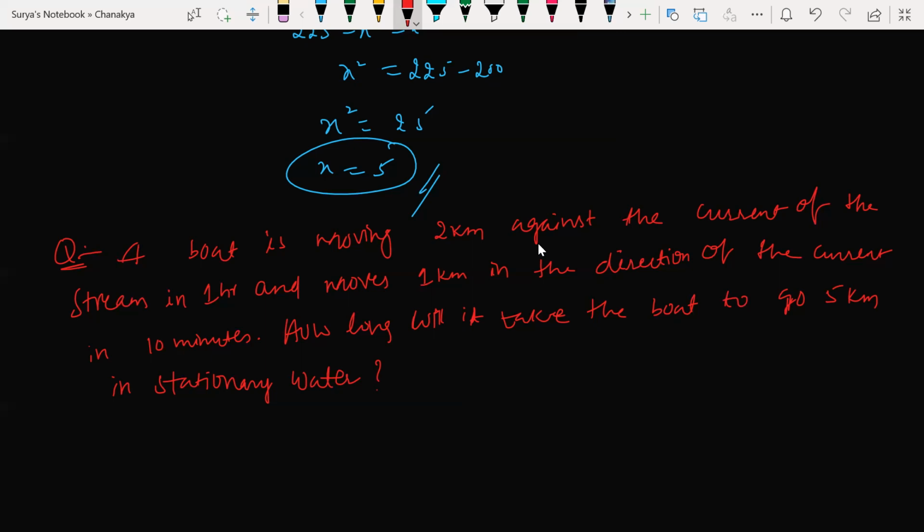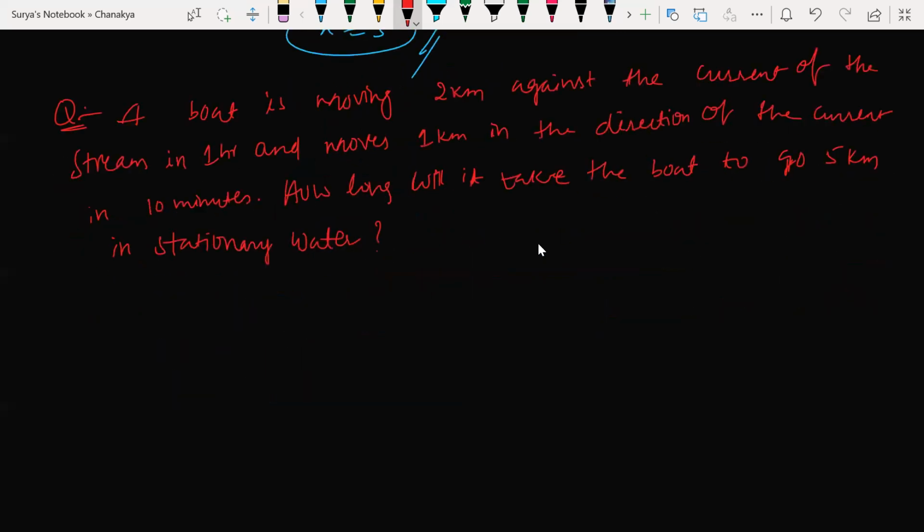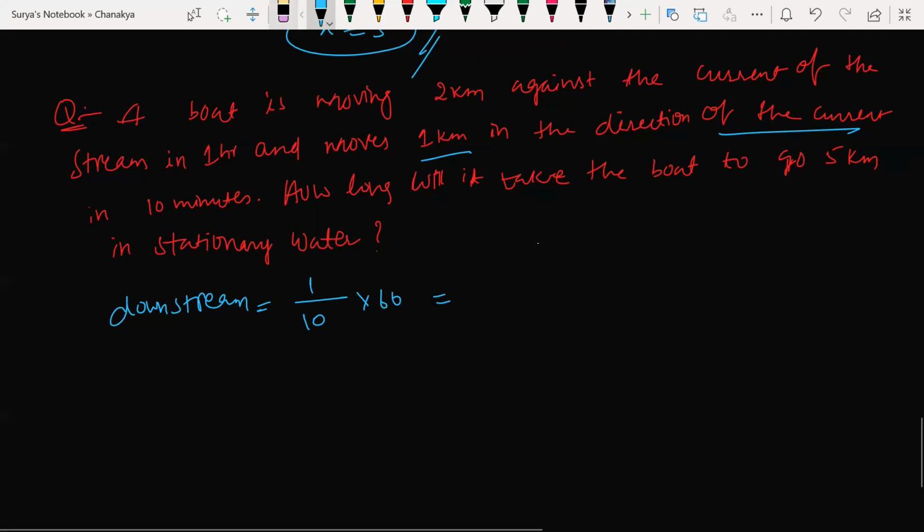Tell me, guys, what is the upstream speed and downstream speed here? Distance by time. Look at this here: 1 kilometer is in the direction of the current, so what would be the downstream speed here? 1 by 10 minutes, into 60 to get kilometers per hour. So 60 kilometers per hour, this gets cancelled, so 6 kilometers per hour in downstream. Am I correct?